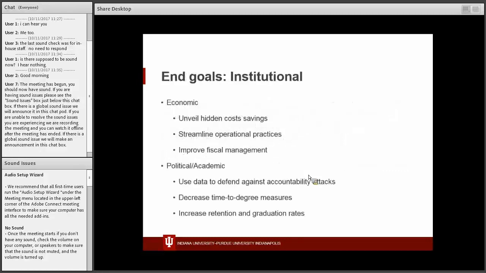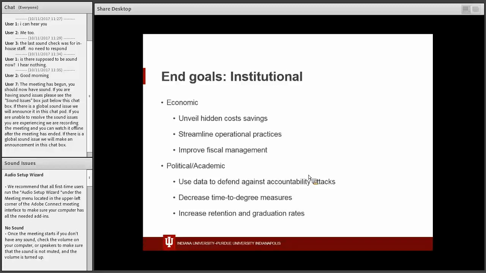So let's talk about some of these end goals. And we could have a much larger conversation about these end goals, but I will try to make it particular and to the point here. So two general end goals of the institution. The first is economic and the second is more political. So the economic argument for using learning analytics is that it's going to help us unveil hidden cost savings. It's going to help us streamline operational practices and it's going to help us improve fiscal management.